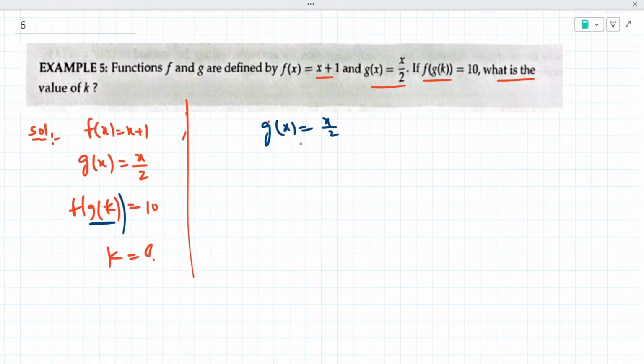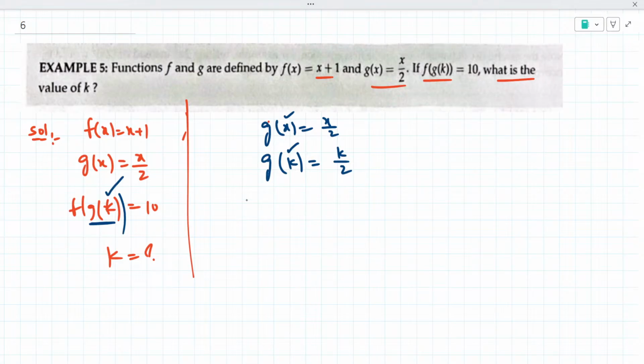So I'm just starting with g of x equals x by 2. I'm changing it to g of k, because we need g of k. I just input k in the place of x, so I get g of k equals k by 2.